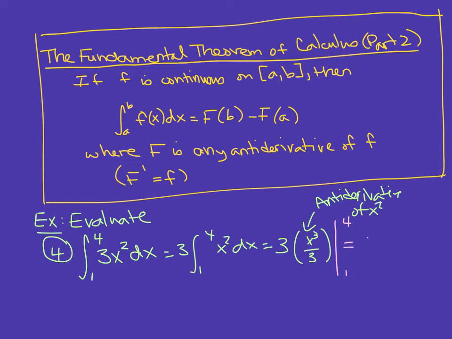And actually, I'm going to cancel out those 3's before I go on. So my answer is going to be x to the third evaluated from 1 to 4. The first thing I do is my upper value, which is 4 to the third, and then I do that minus my lower value, which is 1 to the third. I get 64 minus 1, which is 63.